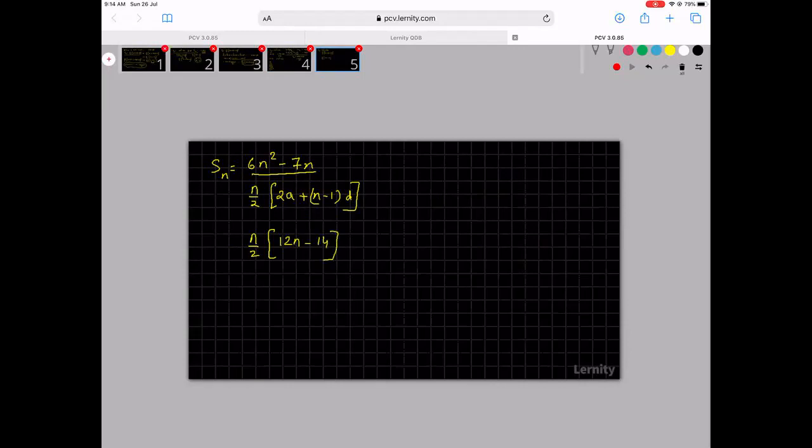Now I want to write this in this format. So here n I want to write as n minus 1. So I'll do n minus 2 into 12n minus 12 minus 2. So that will look like n by 2 into 12 common n minus 1 minus 2. So now Sn will look like n by 2 into minus 2 plus 12 times n minus 1.